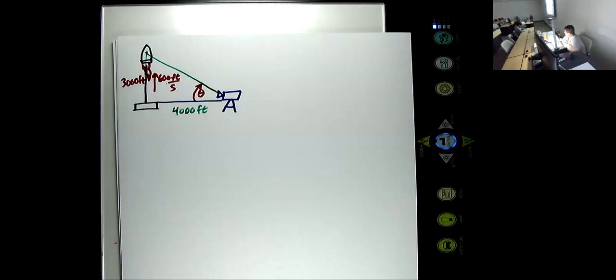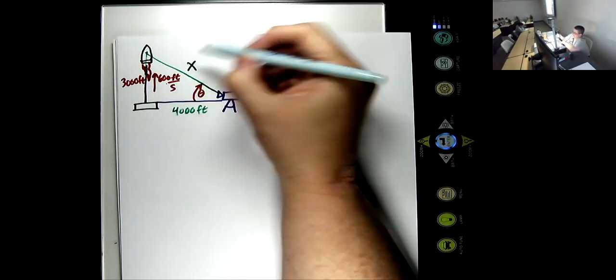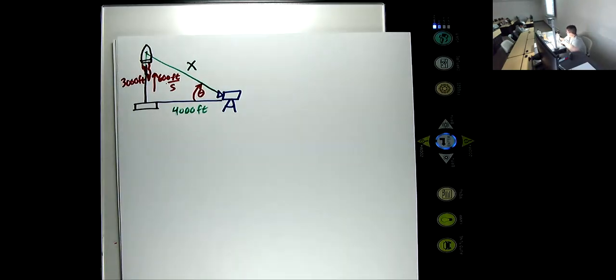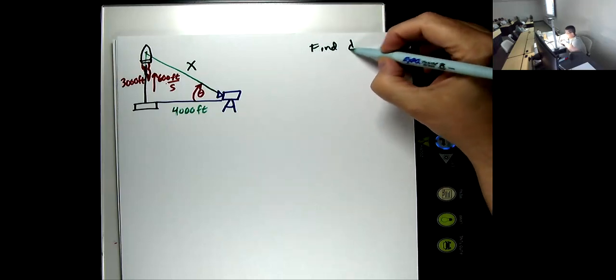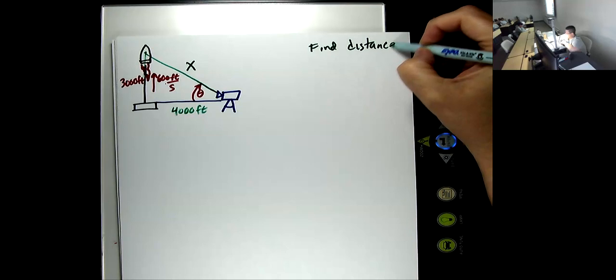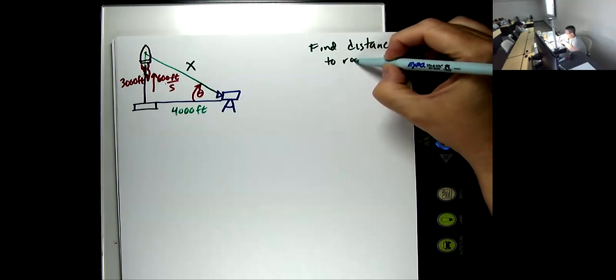How fast is the distance from the television camera to the rocket changing at that moment? So we are looking for this distance right here. Let's call it X. So find the distance to the rocket, which we've called X.